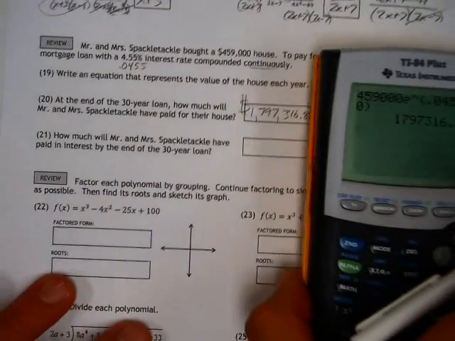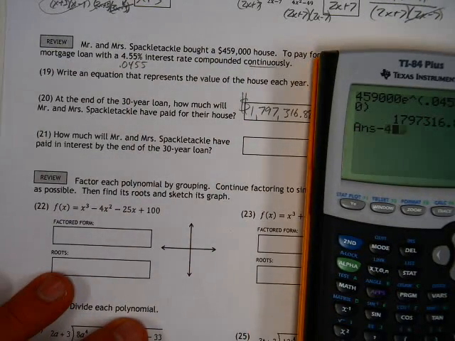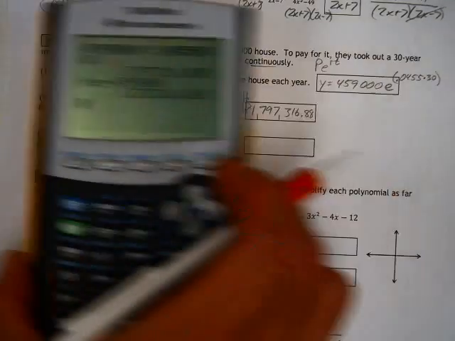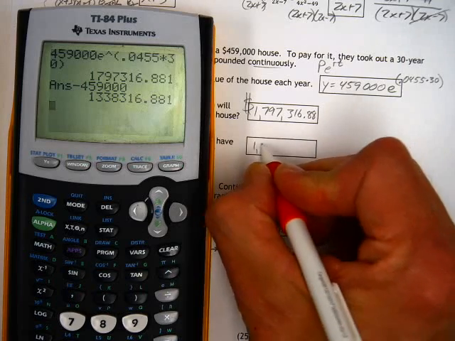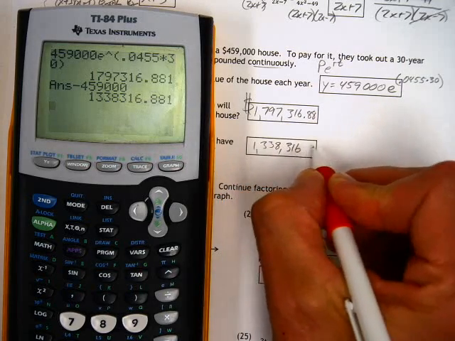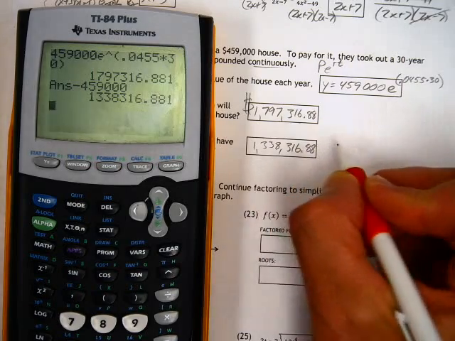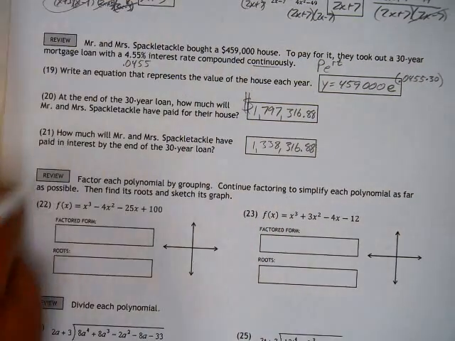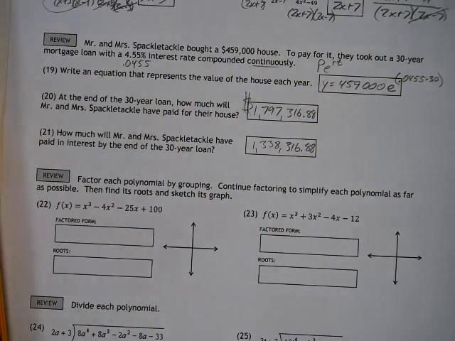You take that number that you've got there and you subtract the $459,000, which was the original cost of the home. You're actually paying $1,338,316.88 in interest.